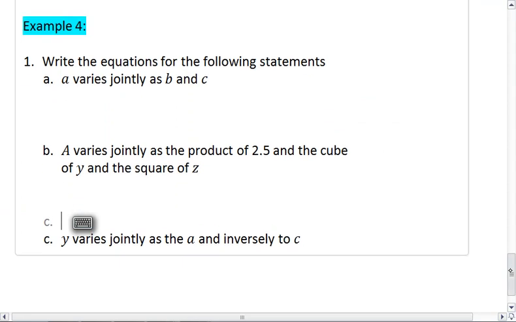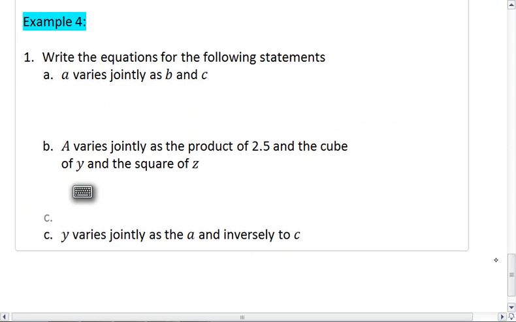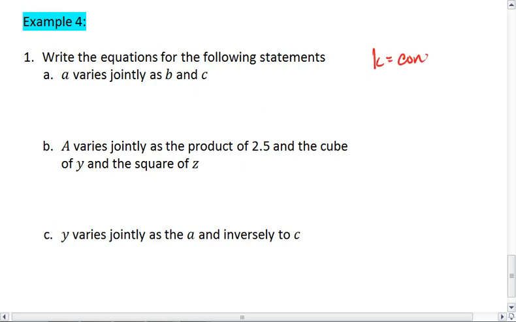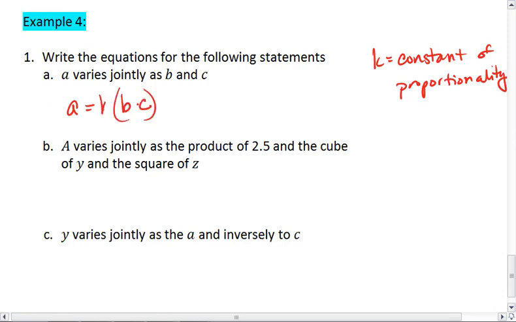For the first one, part A, we know that A varies jointly as B and C. Again, we're going to use the constant of proportionality k. And this means that A will equal B times C times some value k. So A equals k B C.